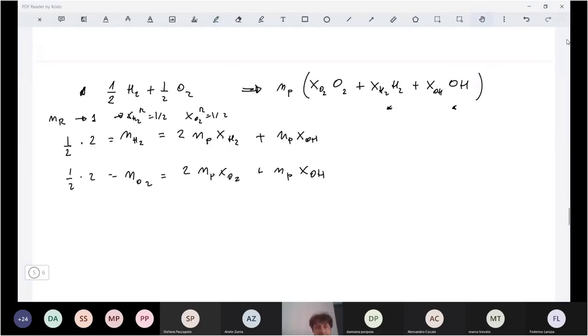So we have these two relations, and we can make the ratio of the two expressions and simplify. The number on the left hand side is the same. So NP cancels. It would be the second unknown, but we do not have to compute NP, it's not of our interest at this point. So these two equations give NP and one relation among the X. And if we make the ratio, we remove NP, and we have just the relation among the different molar fractions. So it becomes 2XH2 plus XOH divided by 2XO2 plus XOH.